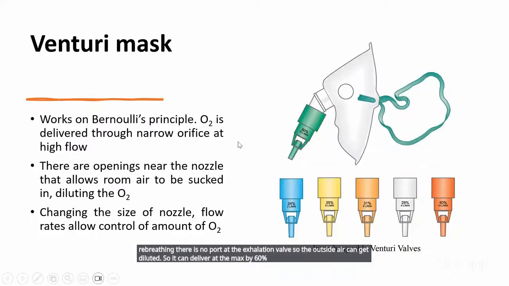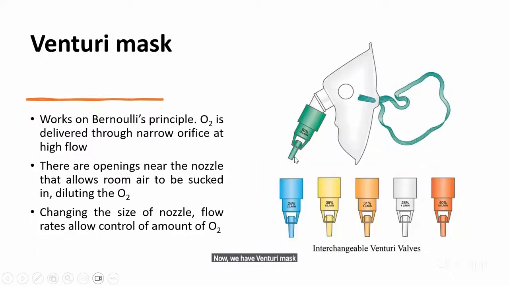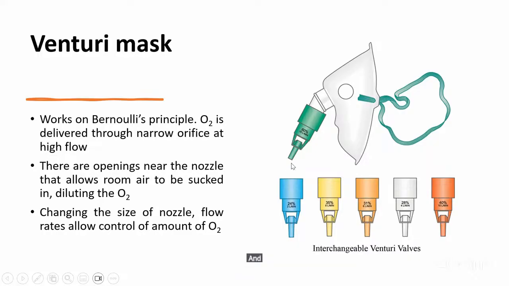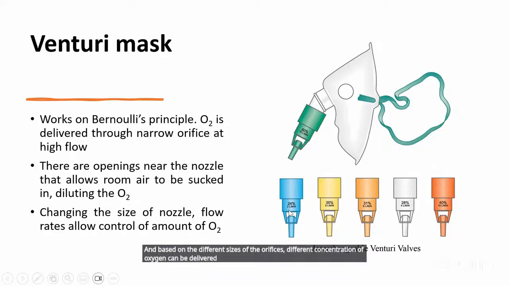Now we have the Venturi mask, which works on Bernoulli's principle, where the oxygen is delivered attached to this mask, and it has a very narrow orifice which provides a very high flow of oxygen. Based on the different sizes of the orifices, different concentrations of oxygen can be delivered, starting from 25% up to a maximum of 60%.